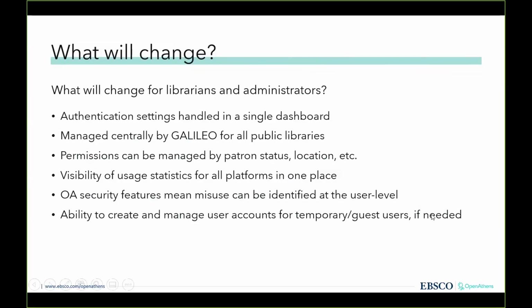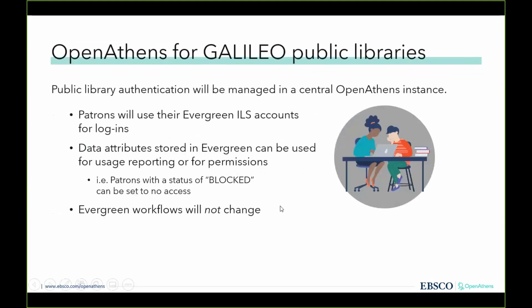Perfect. All right. So now that we've talked about what generally can be expected to change both for patrons and for librarians and administrators, we want to touch on a few details specific to Galileo public libraries. As we've already mentioned, patrons will be using their Evergreen ILS accounts for logins. So it'll be the same account that they're already accustomed to using for likely a number of other things within your library. And again, there are probably some different data attributes and data points stored in Evergreen that could be used for usage reporting or for assigning permissions.